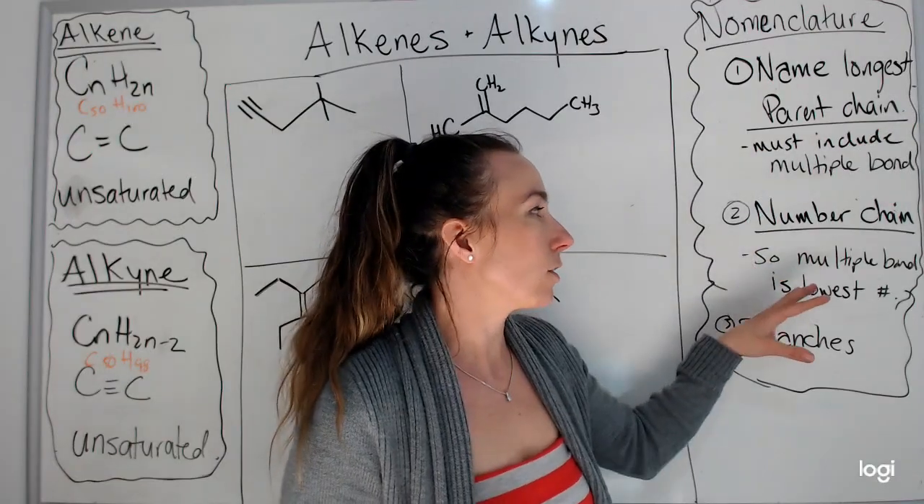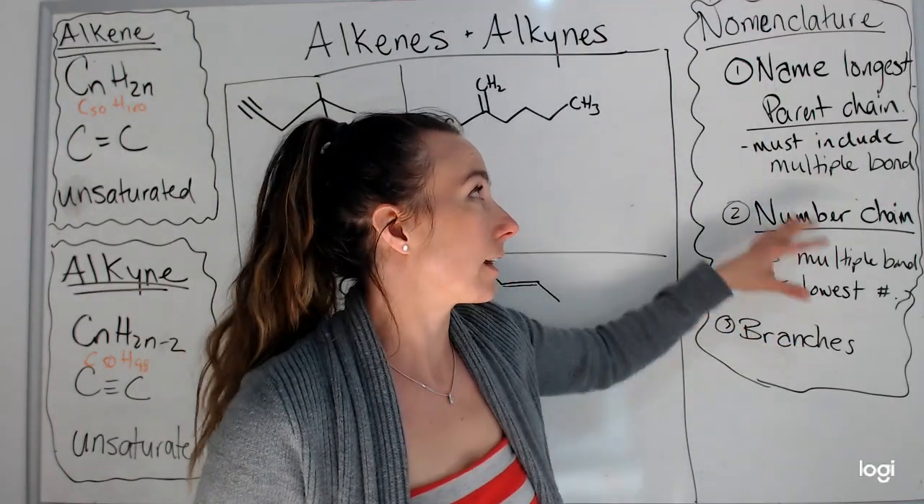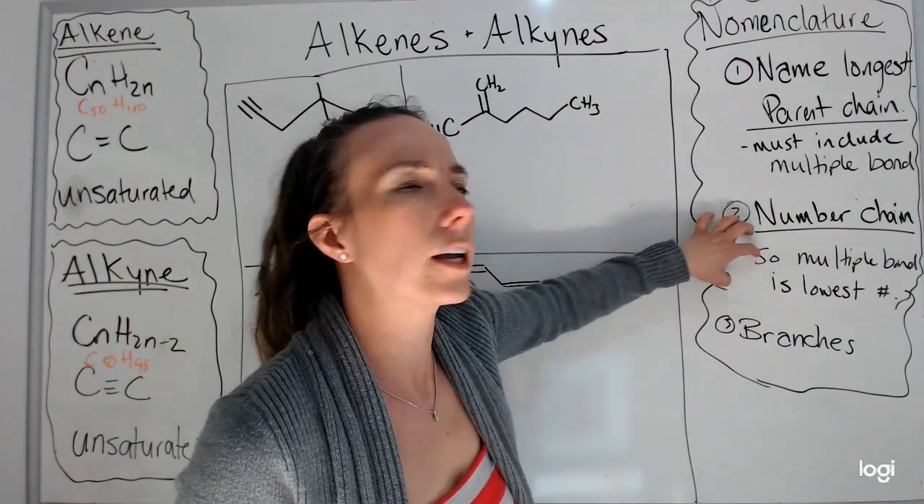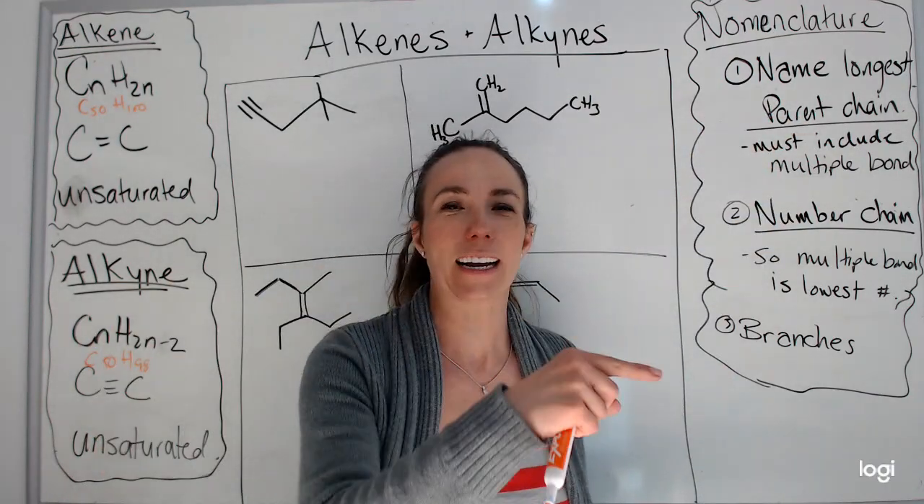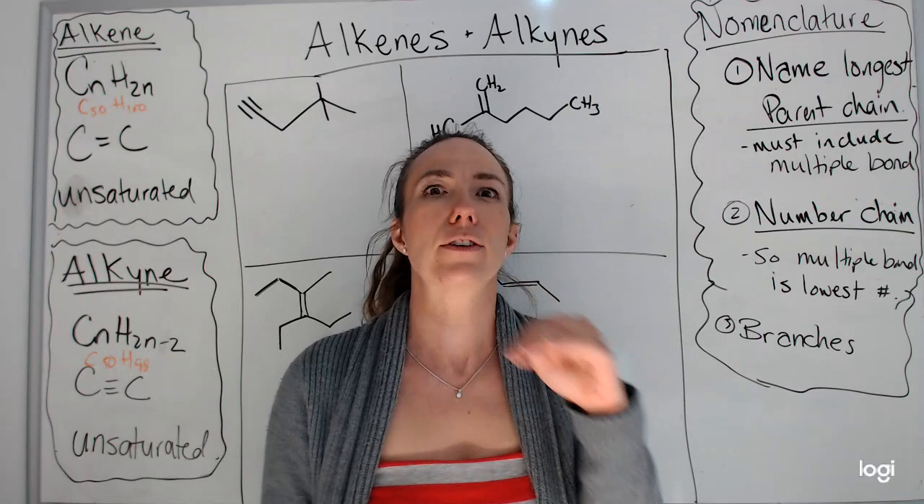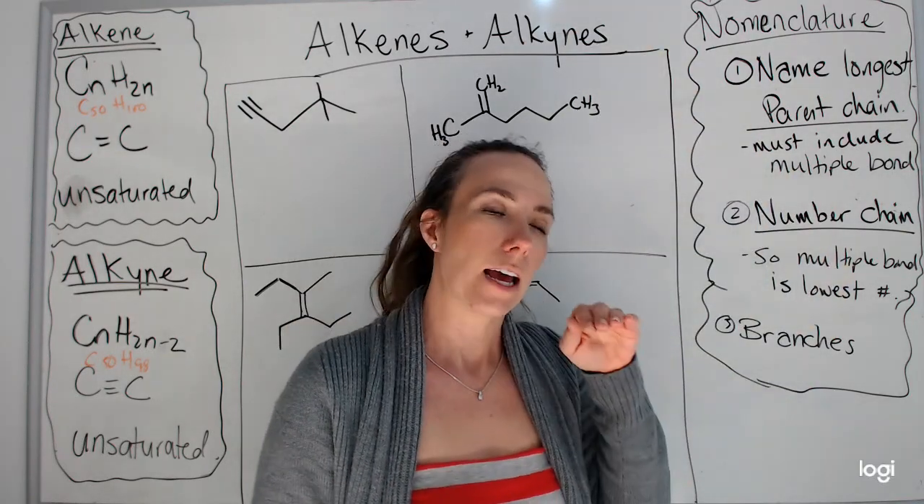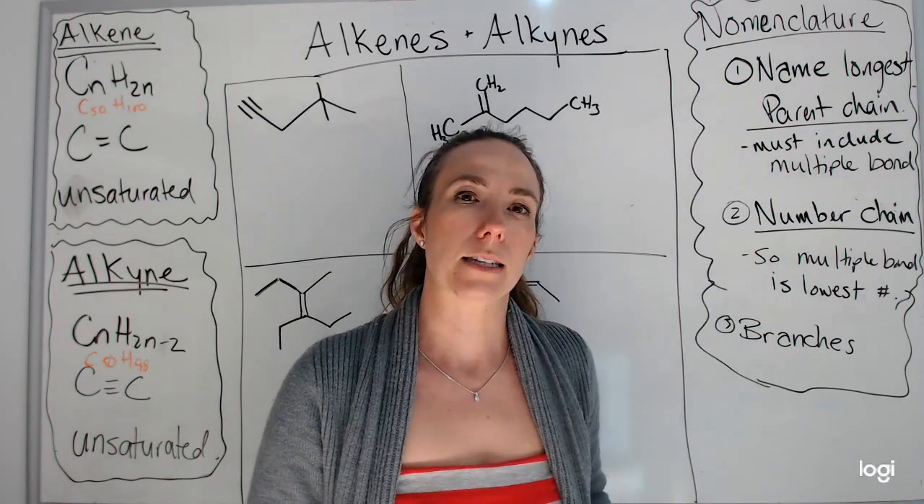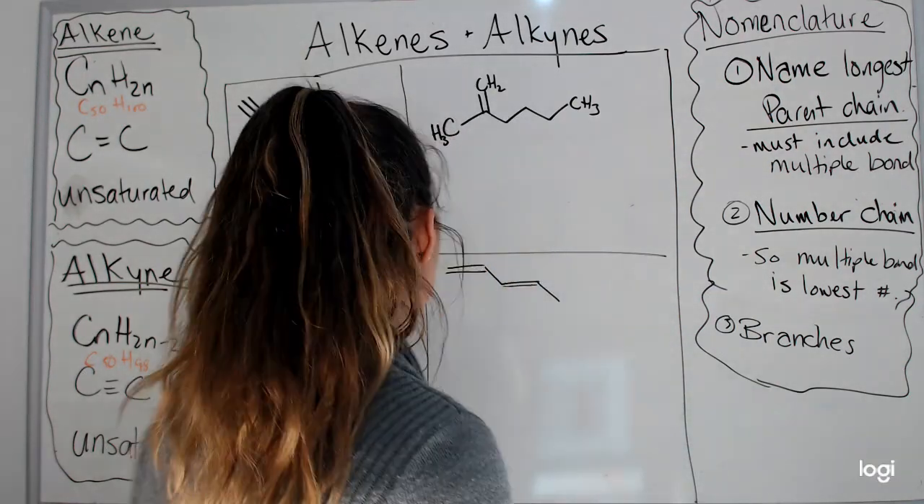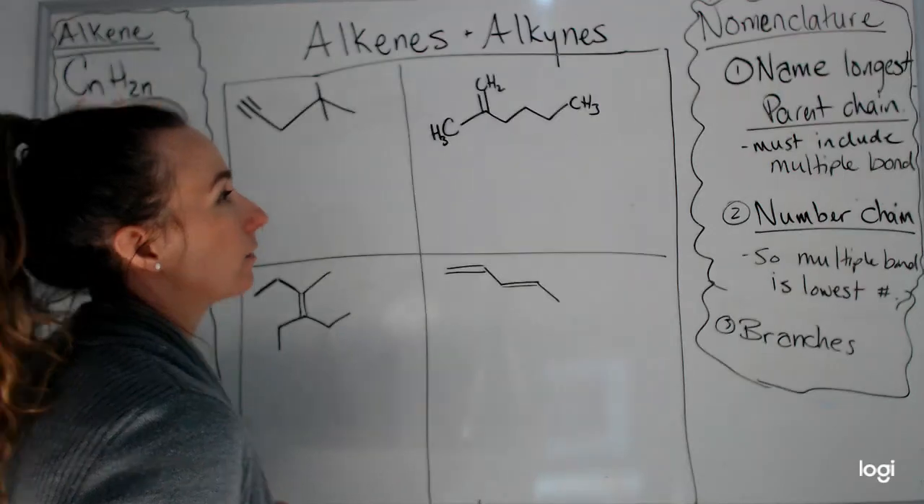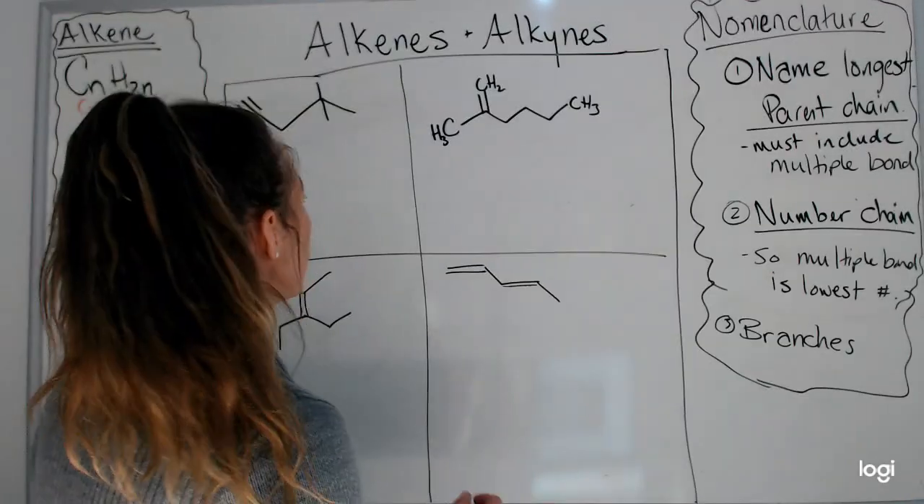And then when you're numbering the chain, that's the numbering system. Oh, right, that's what I was talking about. But actually this one is that your parent chain has to include your double bond, even if it's not the longest. Even if I could go this way and get 2 more carbons in, if I have to go that way to hit my double bond, then that's the way I go. Okay, so let's have a look at these 4 examples.